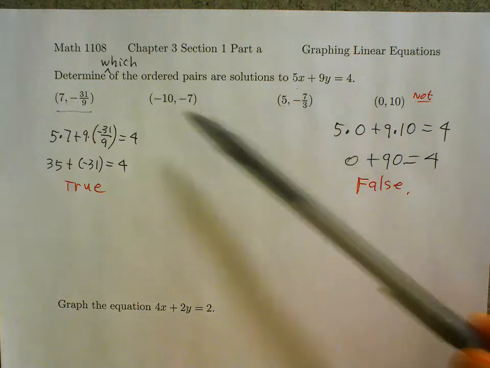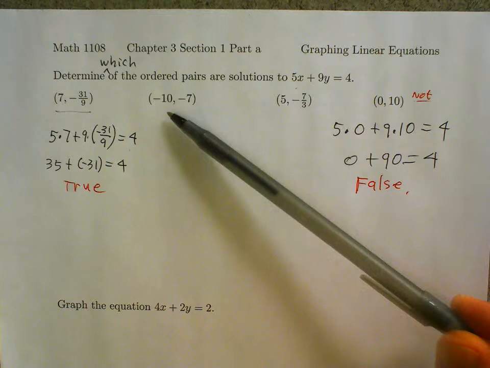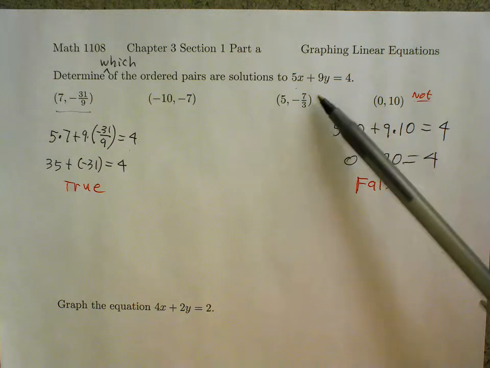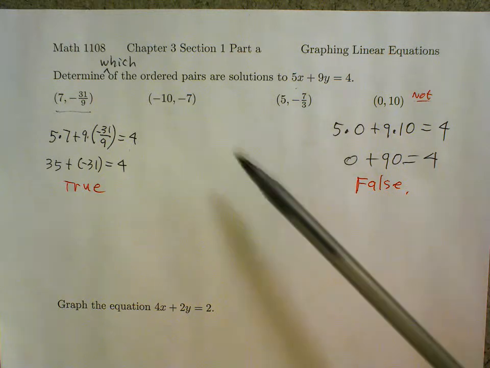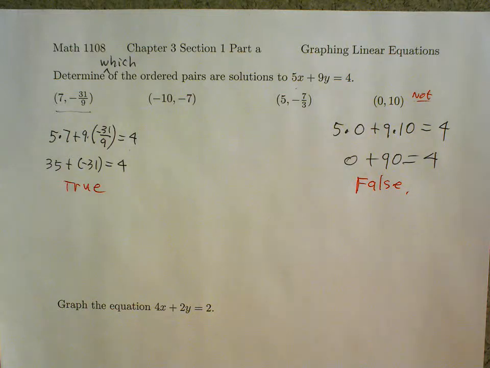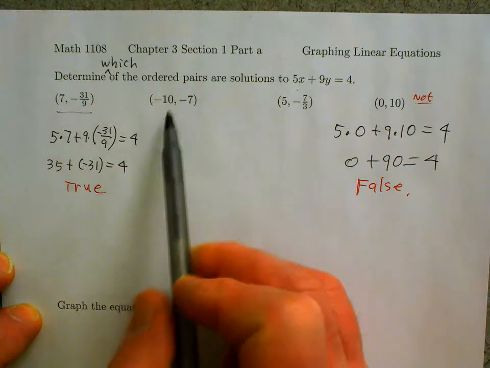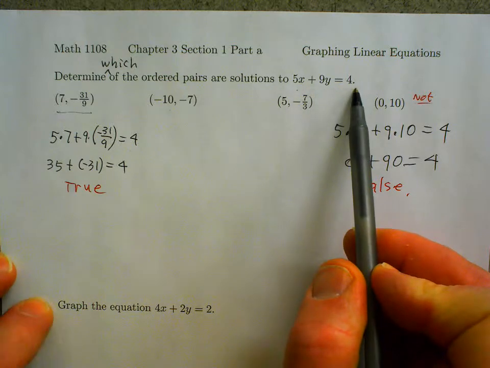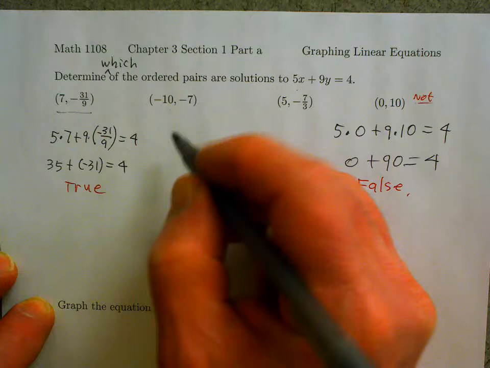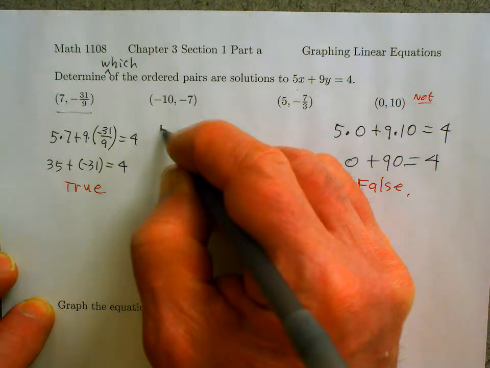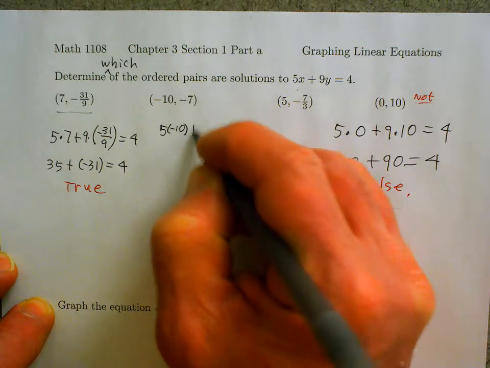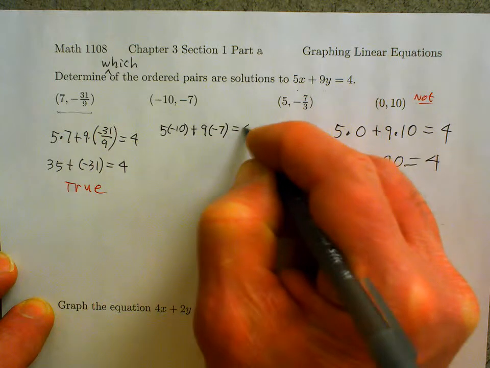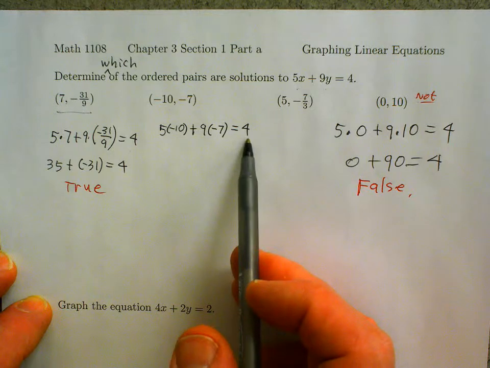So the procedure, if you want to test an ordered pair to see if it's a solution, you replace the variable x with the x coordinate and replace the variable y with the y coordinate. If the resulting equation is true, then you know that you have a solution. So let's test the ordered pair -10, -7 in the equation 5x plus 9y equals 4. So replace x with -10. So we have 5 times -10. Replace y with -7. So we have 9 times -7. And we want to know if the left-hand side is equal to the right-hand side.